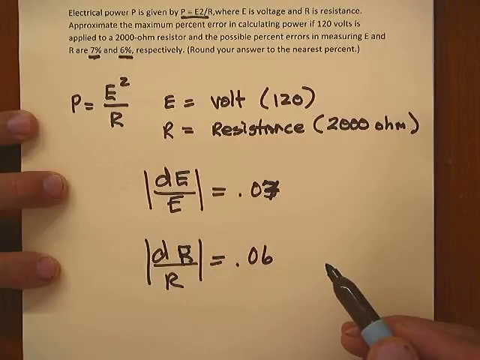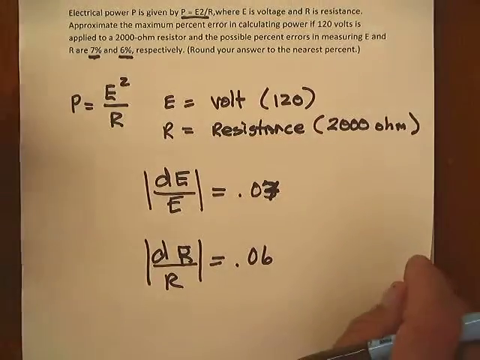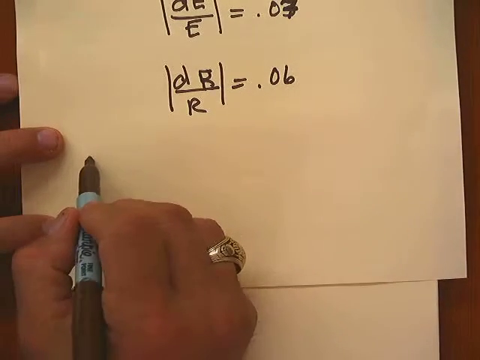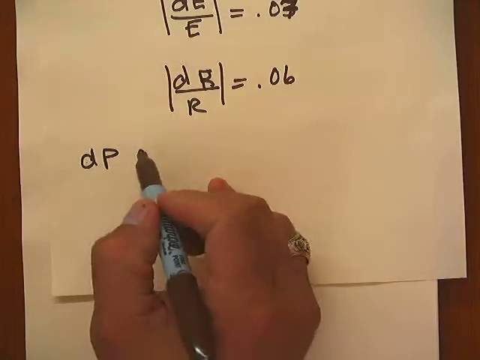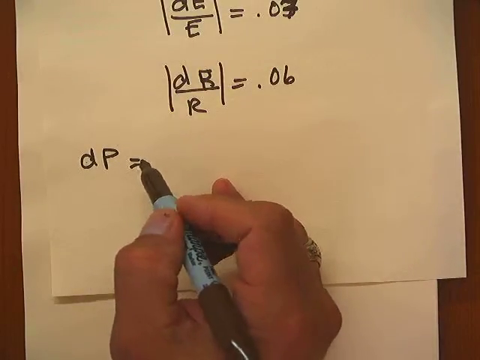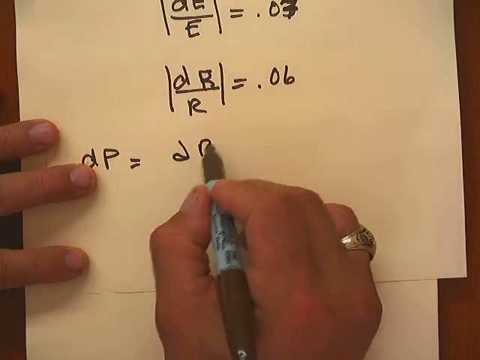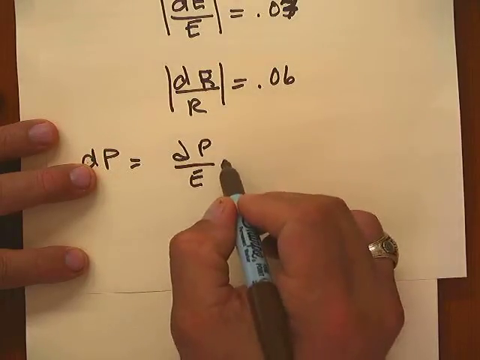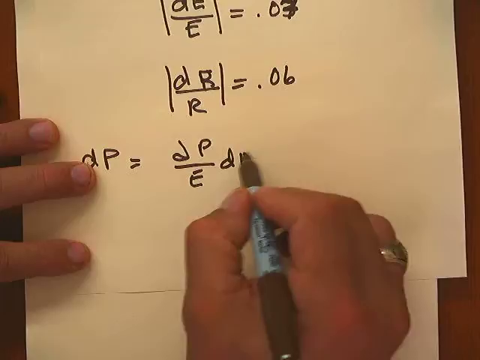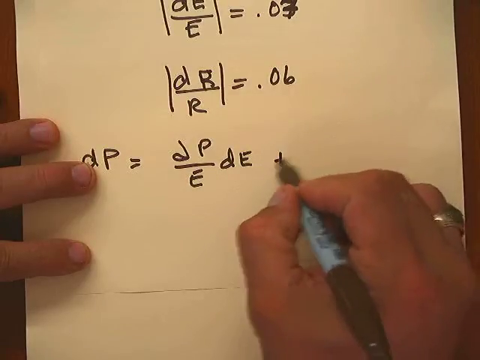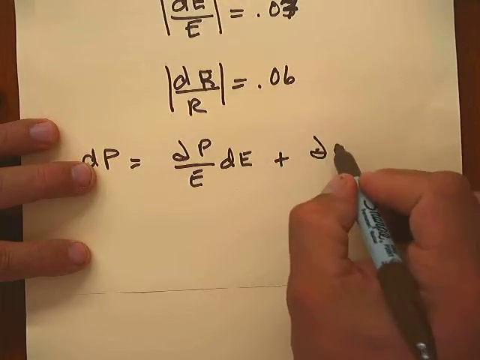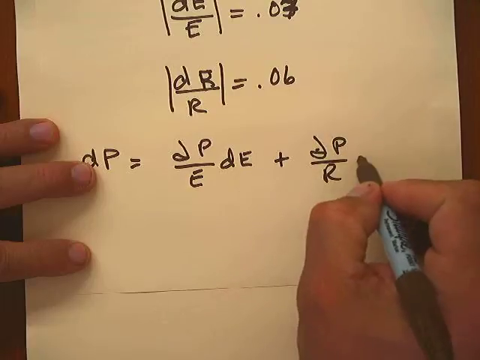Now the first thing we're going to have to do is find the total differential, and the way that we do that is dP is going to be equal to the partial derivative of P with respect to E, dE, plus the partial derivative of P with respect to R, dR.